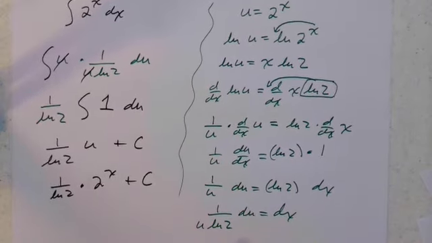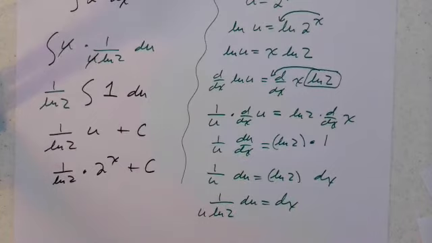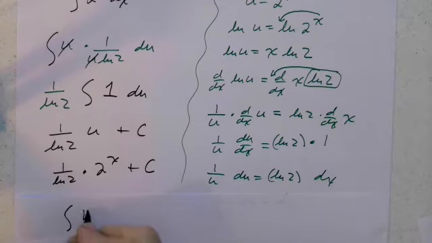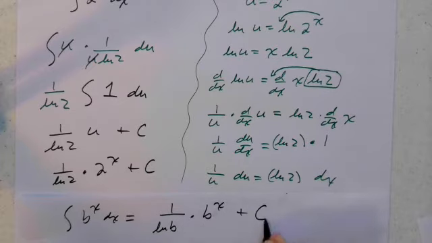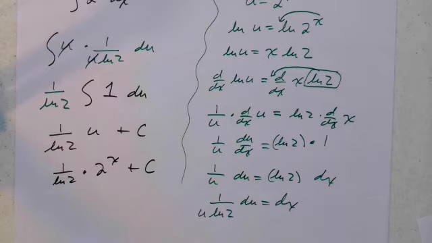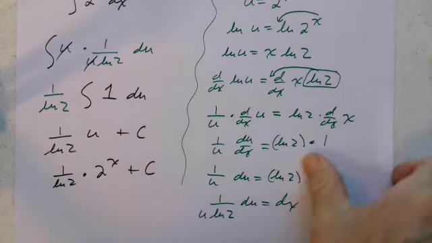And in fact, we can generalize this to a similar sort of rule. If I have the integral of some base b to the x dx, it is going to be 1 over natural log b times b to the x plus c. Frankly, I'd like you to keep in mind the u substitution though. I think that's helpful as we do the analysis too. See how this works. Okay, let's go ahead and do a couple problems that mix these ideas.